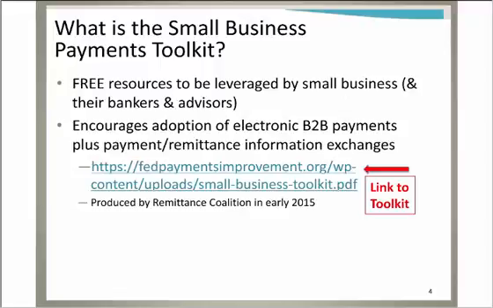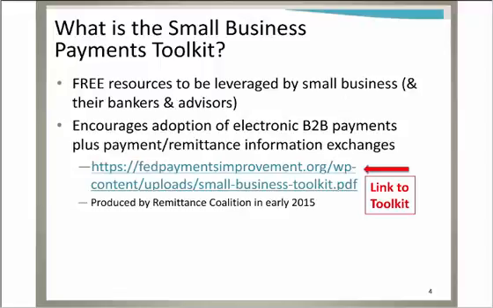We're very pleased with the response we've had to the toolkit. It's been downloaded over 9,500 times since we introduced it in April. And it was created by the Remittance Coalition, which is a volunteer group that's about 5 years old. It consists of 450 organizations and individuals whose mission is to promote the use of electronic payments among U.S. businesses. And you can learn more about the Remittance Coalition and even join it if you visit that fedpaymentsimprovement.org site that's listed on slide 4.